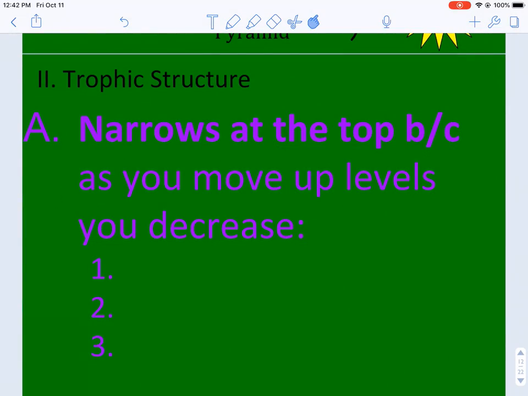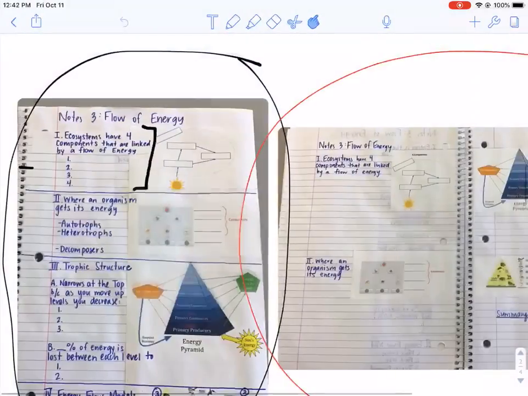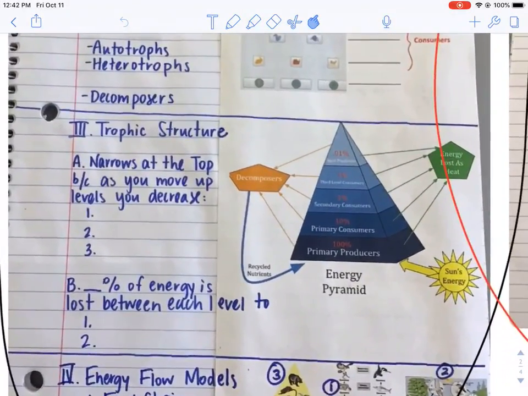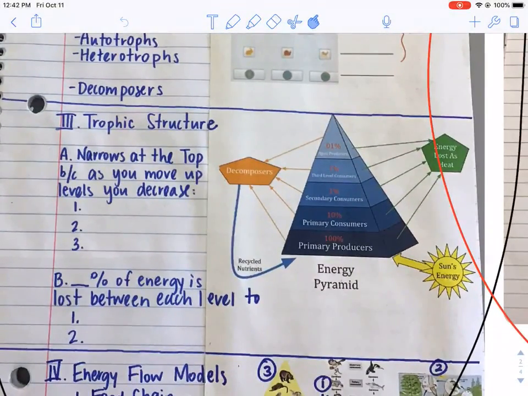So underneath this section, let me show you what you'll have. We're going to have two different things here. One is about narrowing at the top. So pause the video to take a second to write out these titles.